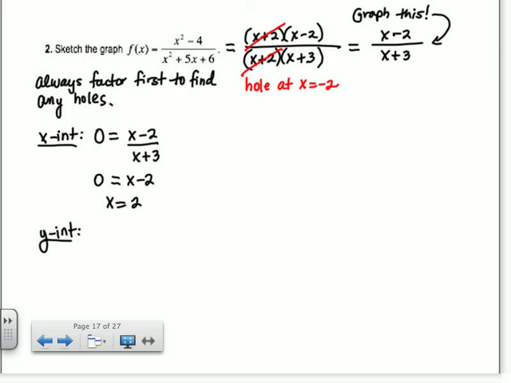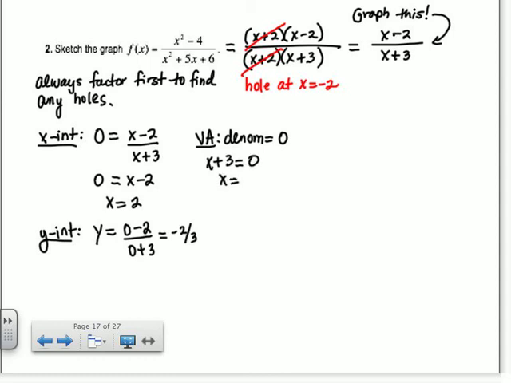My y-intercept, plug in 0 for x. So in this new function, I have 0 minus 2 over 0 plus 3. So I get negative 2/3. Okay, vertical asymptote. Do you guys remember what we do to find the vertical asymptote? Denominator equal to 0. So set your denominator equal to 0. So you get x equals negative 3. That's a vertical line.